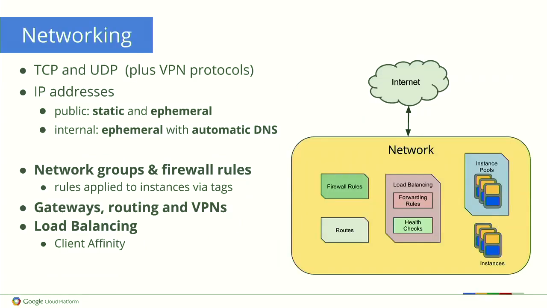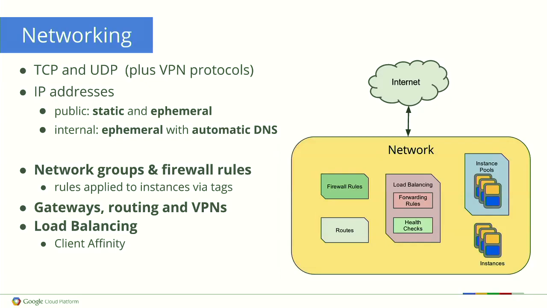Networking, standard networking stuff, TCP, UDP, static and ephemeral IP addresses for public interfaces, ephemeral IP addresses for internal virtual machines, but we have this thing called automatic DNS, internal DNS, which effectively allows you to address virtual machines by their name. And other things like firewalls and such like.